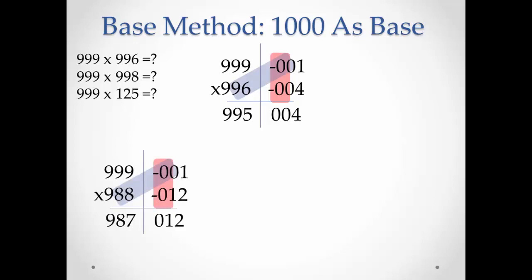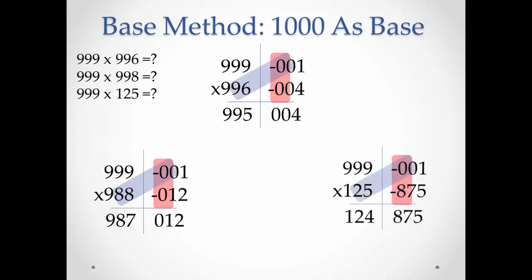So 999 times 988. 999 is 1 less than 1000, and the other is 12 less than 1000. So 988 minus 1 is 987, and 1 times 12 is 012. So 987012. Now 999 times 125, so it's 001 less than 1000, and the other is 875 less than 1000. So we do the cross subtraction. 125 minus 1 is 124, and we do the product of minus 875 times minus 1, which is positive 875. So 124875 is the answer.